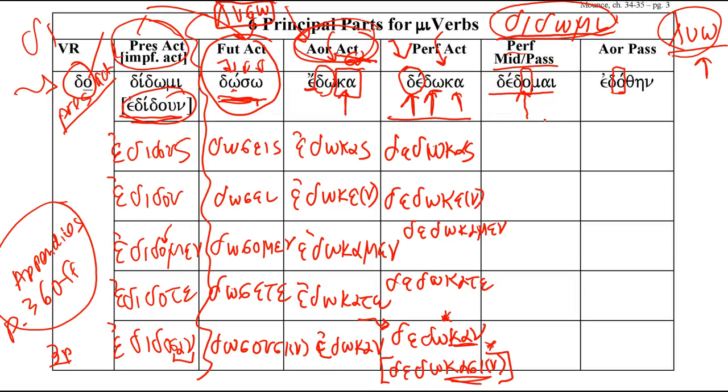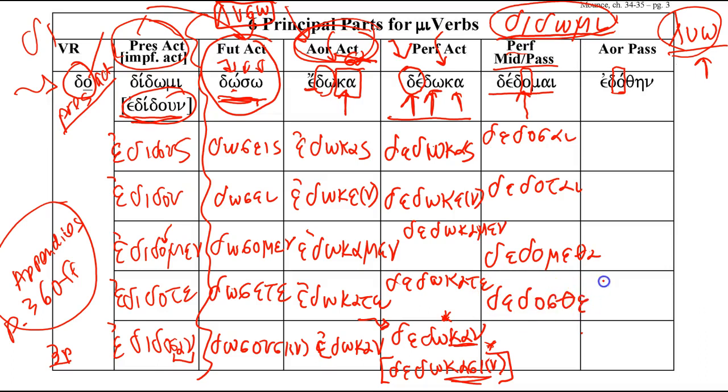So the perfect middle passive form dedomai is I have been given, and then the second person singular perfect middle passive form is dedosai. Then it's dedotai, dedometha. The second person plural is dedosthe, or you all have been given, and then they have been given is dedontai.